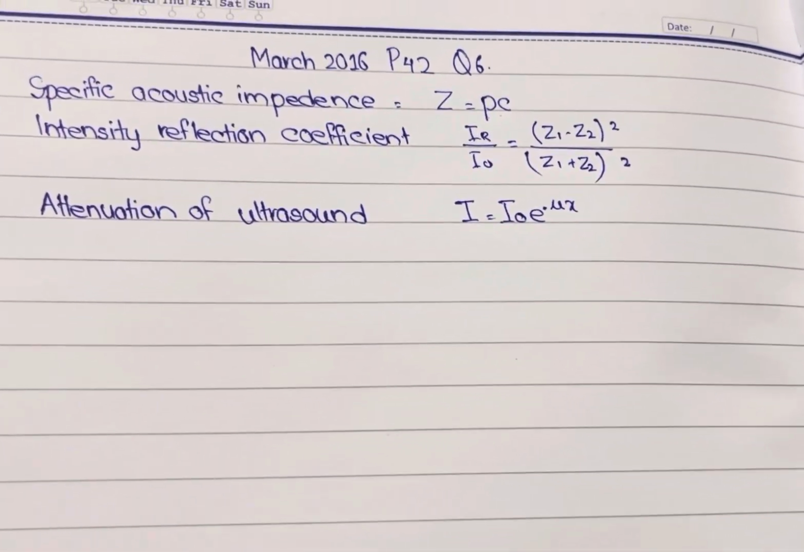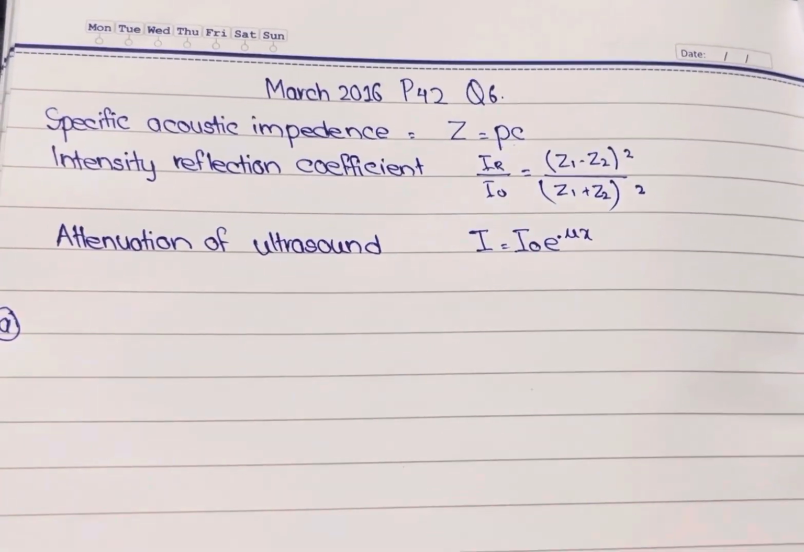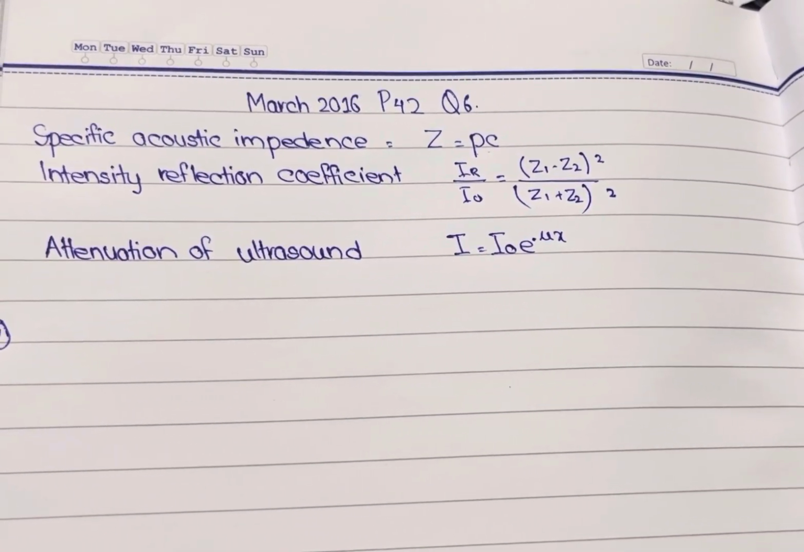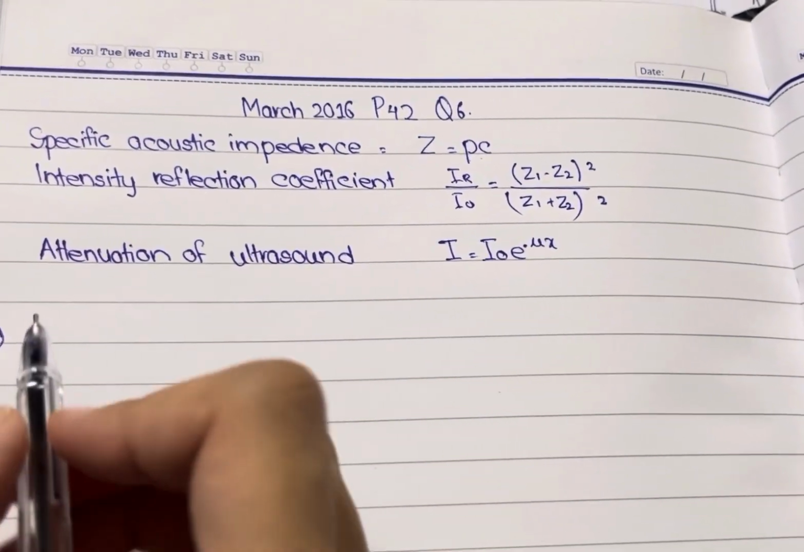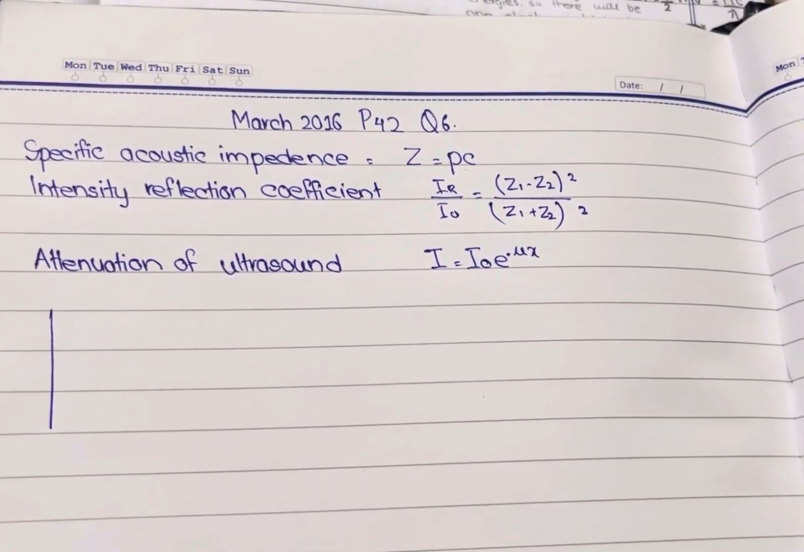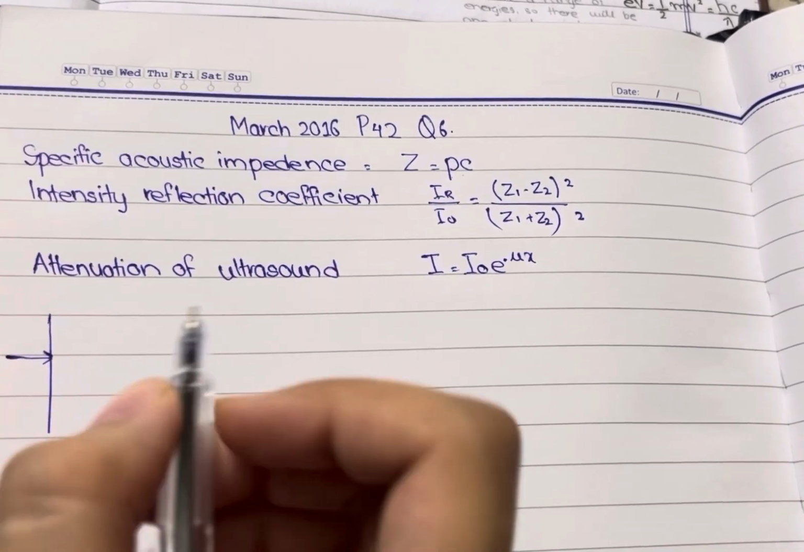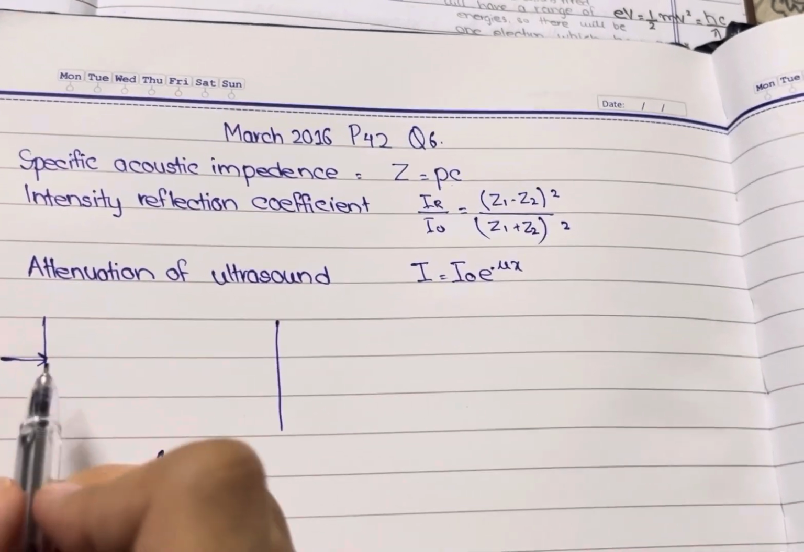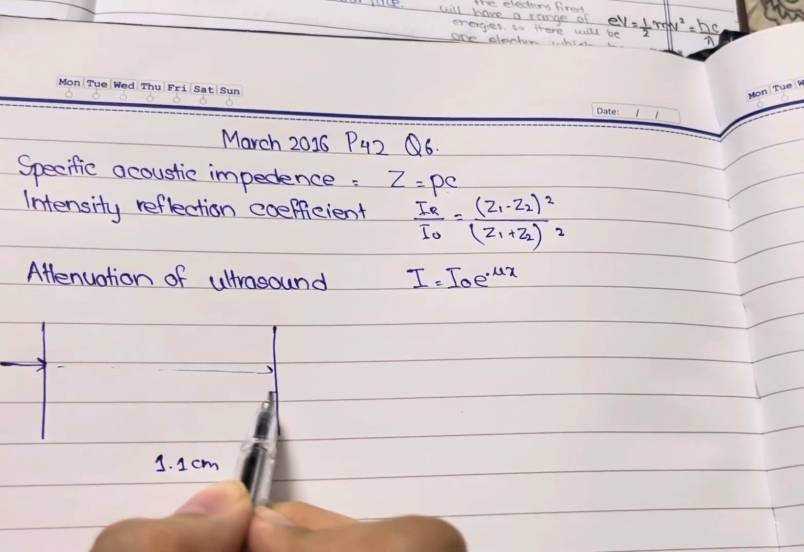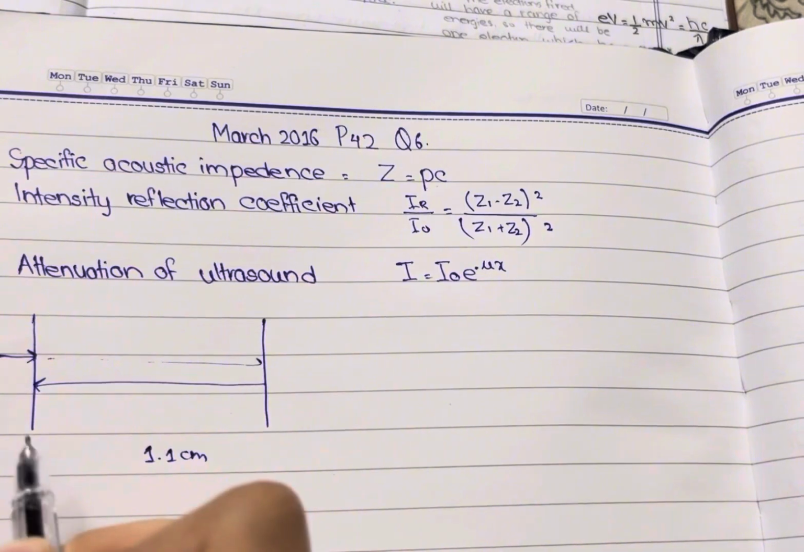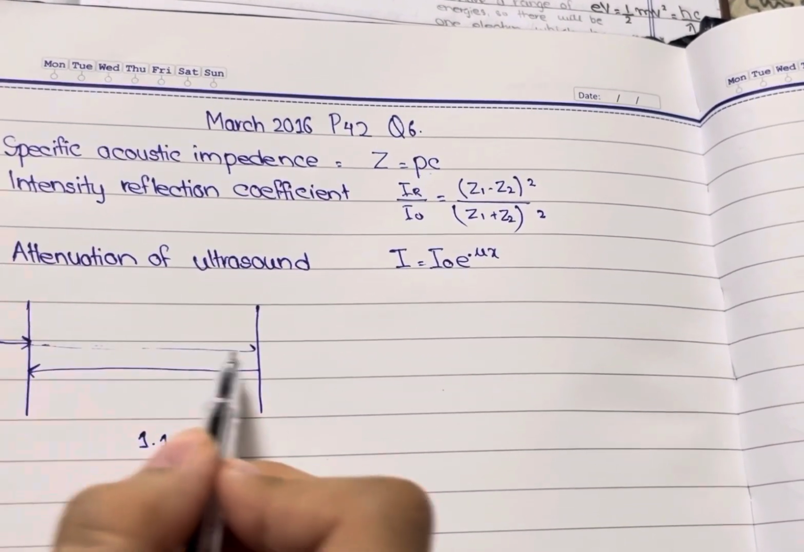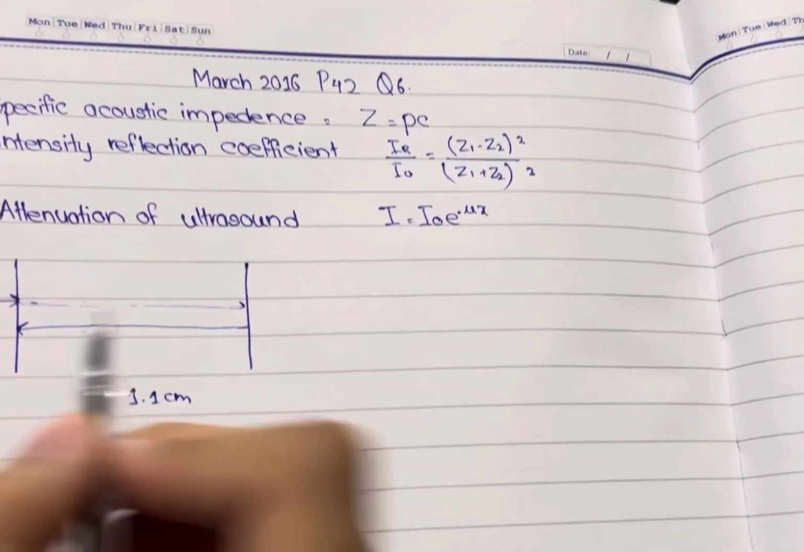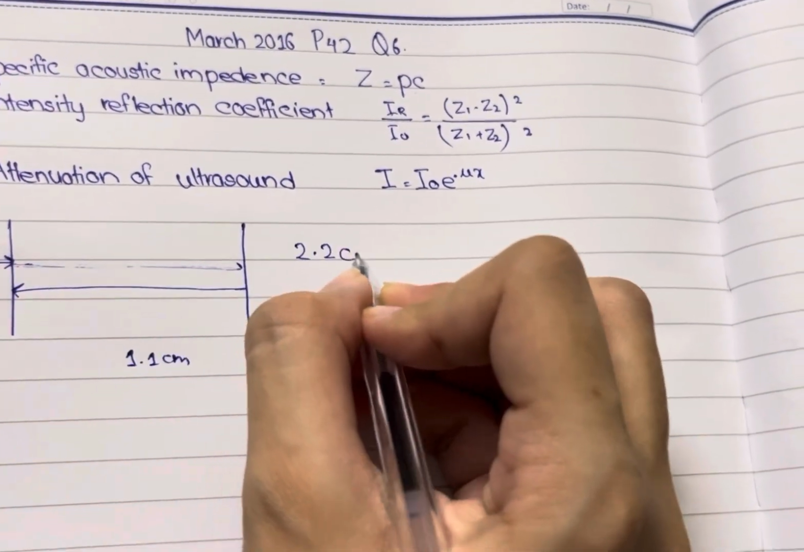Now in the A part, they want us to find the time interval between a short pulse of ultrasound initially entering and then returning back. That is to say that if I have an ultrasound entering from here, this is for 1.1 centimeter. It travels all the way and then it comes back as well, because it says returning back to the surface. So what's the total distance it's covering? It goes 1.1, it then goes 1.1 back, so the total distance it travels is 2.2 centimeter.